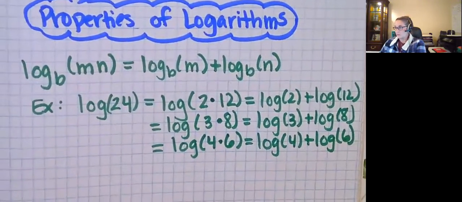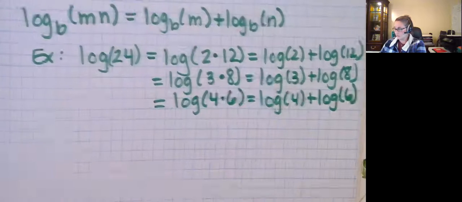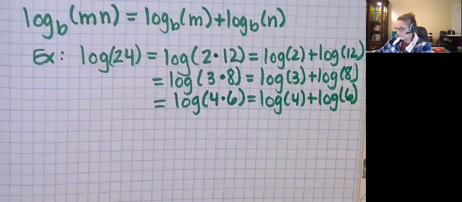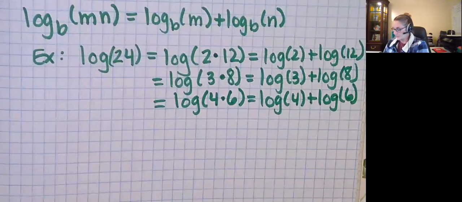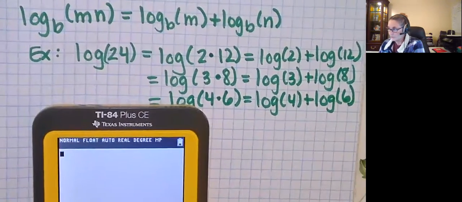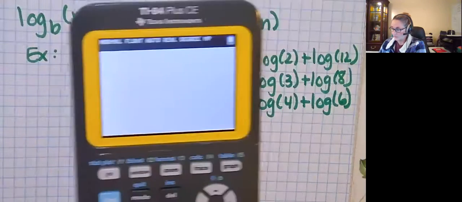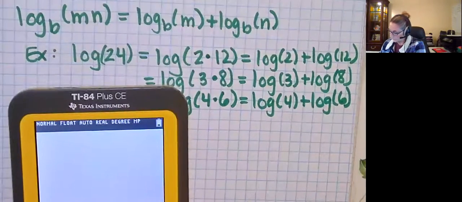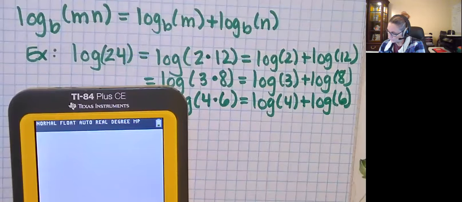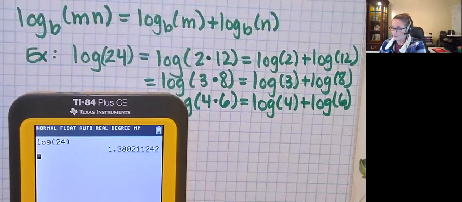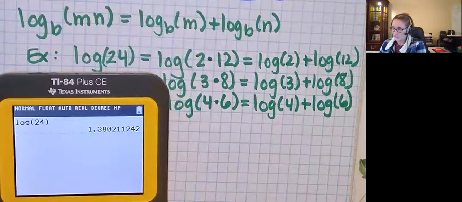So I'm going to put in my calculator log of 24, which again is base 10. If I don't have a base there, it's called the common logarithm. So that button is this one right here, log. You'll notice it's got 10 to the x on top. So I'm going to be pressing that log button. So if I do log of 24, you see I get about 1.38.